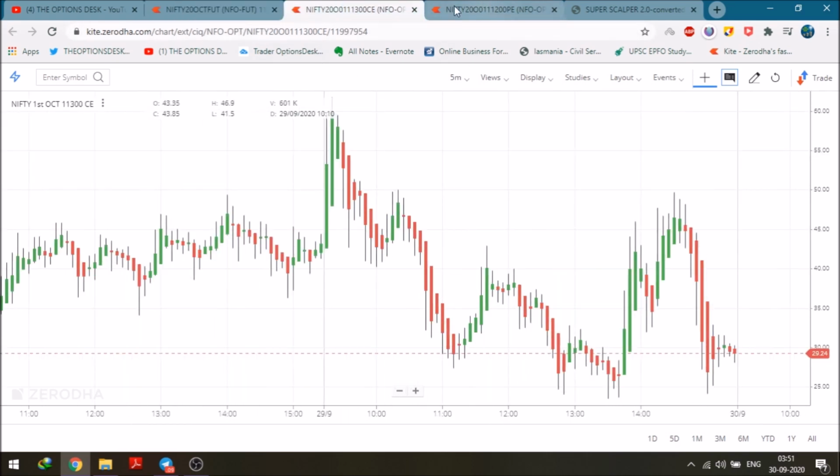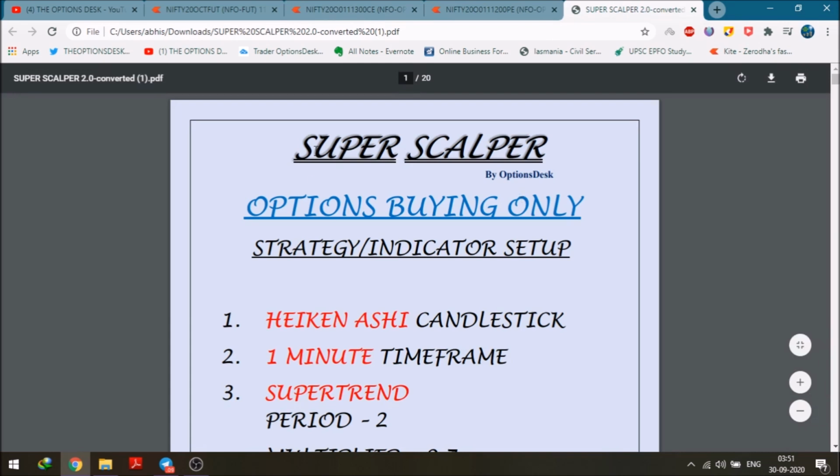So now let's first get to the basics of the strategy. Firstly, the strategy name is the Super Scalper Strategy. This is my own strategy. I have not copied it from anywhere. Okay, so it is an options buying only strategy. That is, you cannot sell options using this strategy.